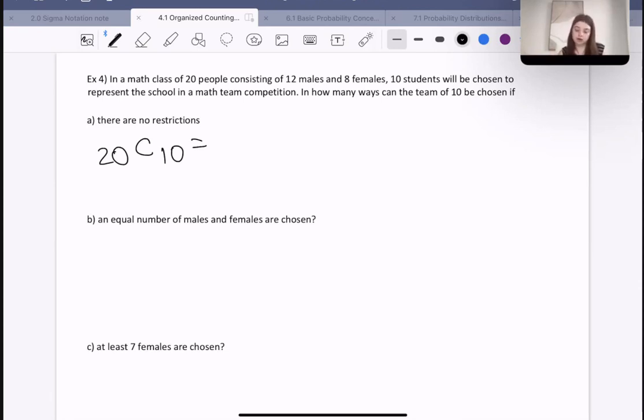Okay, so we're going to plug that in our calculator. 20 and then the nCr button on the calculator, and then 10, then hit the equal sign, and we get 184,756.